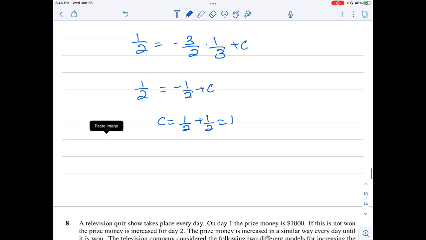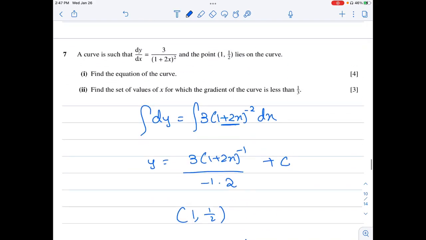So what is the equation of the curve? y equal to minus 3 upon 2 times 1 plus 2x plus 1. That's going to be the equation of the curve.